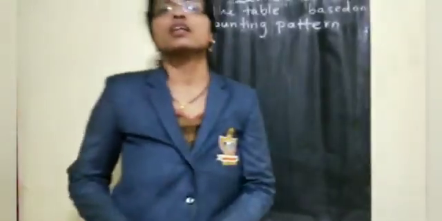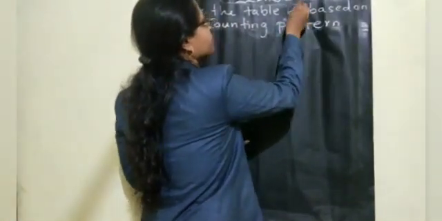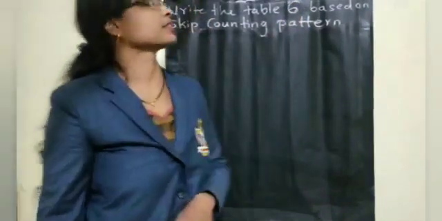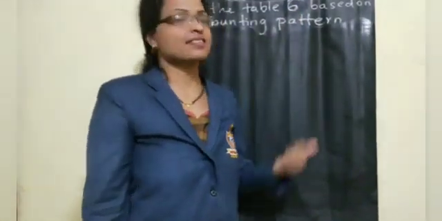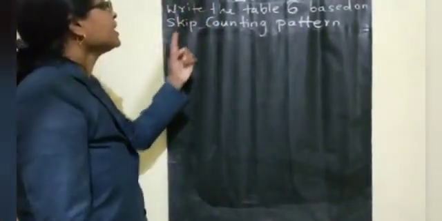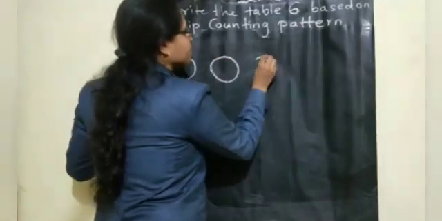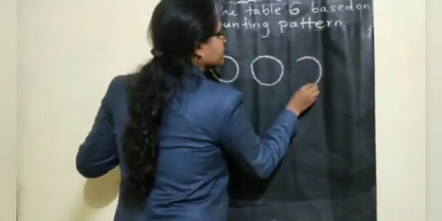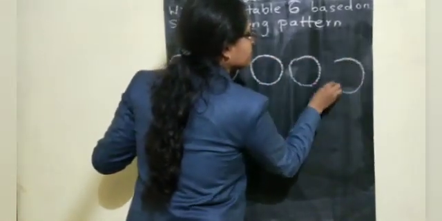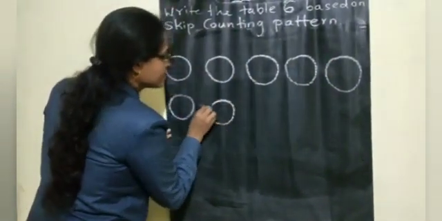Understand? Now children, let us try one more table. That is table 6. Now children, let us try the skip counting pattern for table 6. Now, write table 6 based on the skip counting pattern. Same way, again you are taking the circles. How many circles do we require? We require 10 circles.